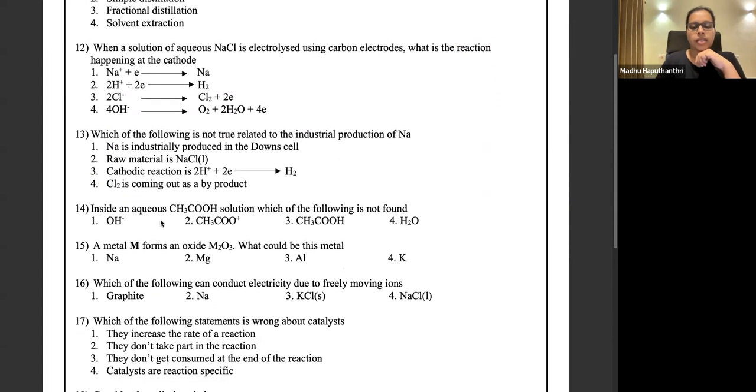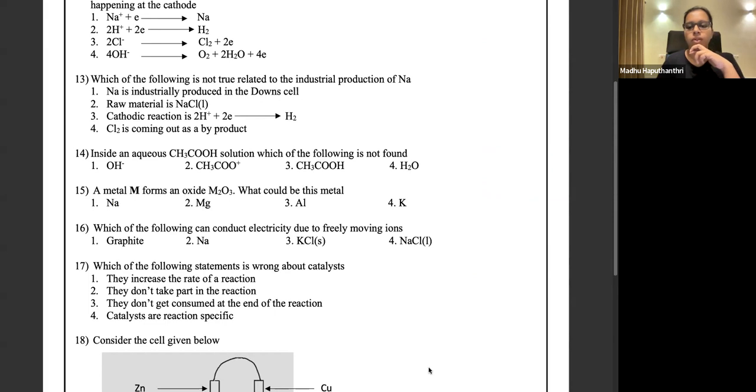Inside an aqueous acetic acid solution, which of the following is not found? Now, acetic acid is a weak acid, right? So acetic acid is a weak acid means there are two words you need to understand, weak and acid. Because it is an acid, it is releasing H+. Acids, usually they release H+. Because it's a weak acid, its ionization is partial. So it's releasing acetate plus H+.